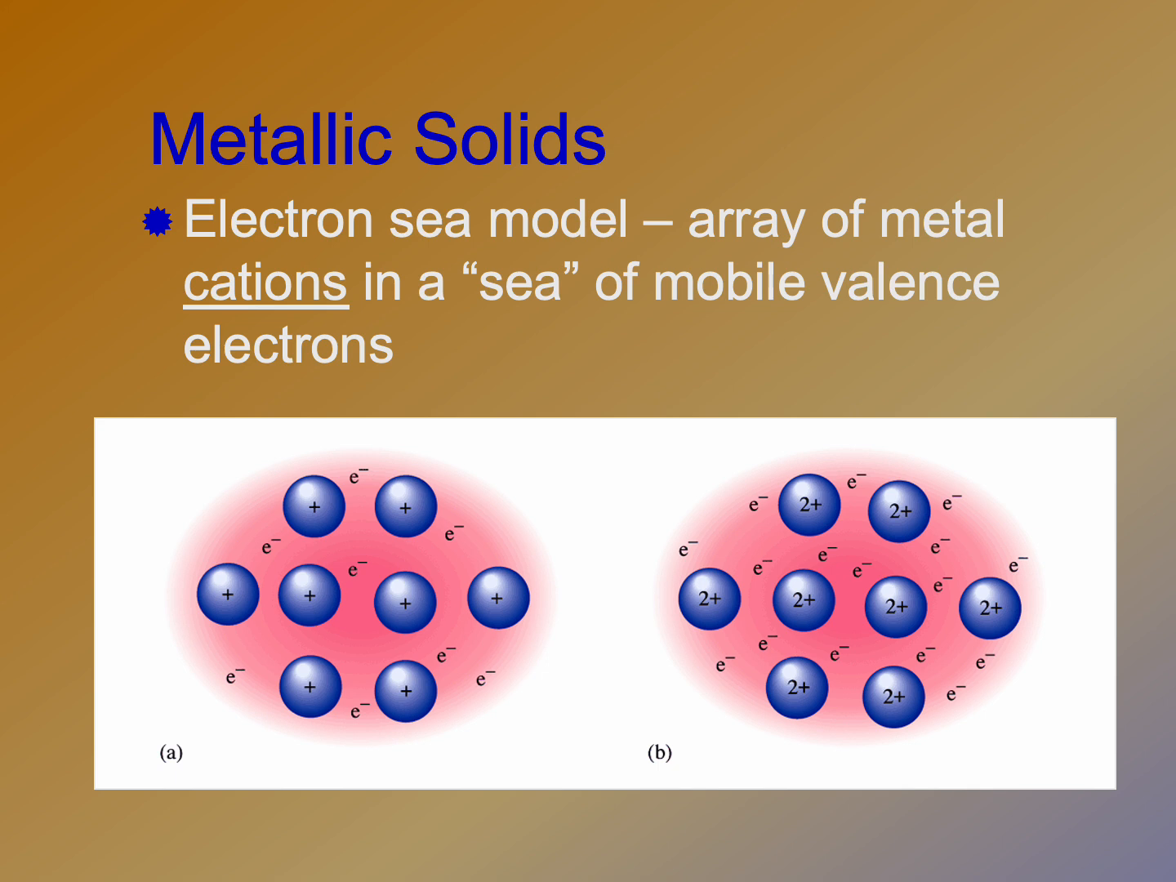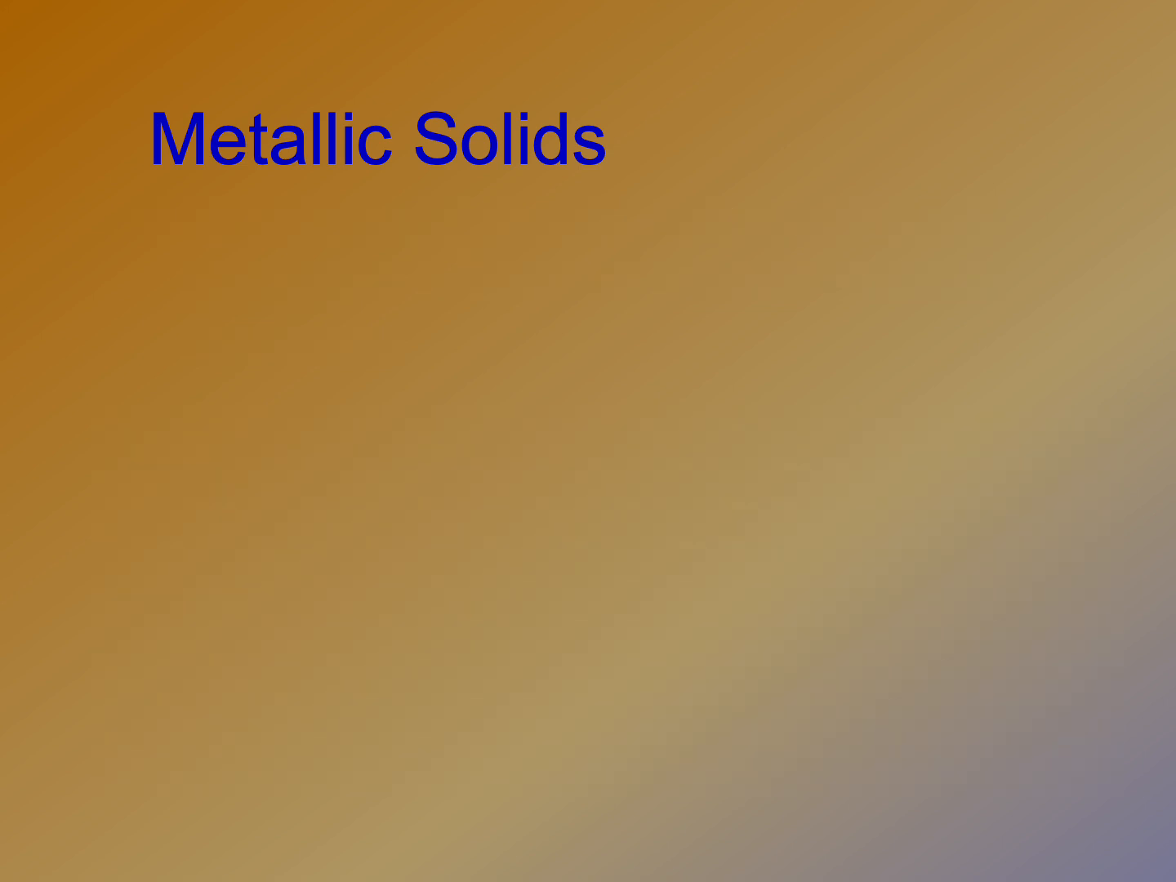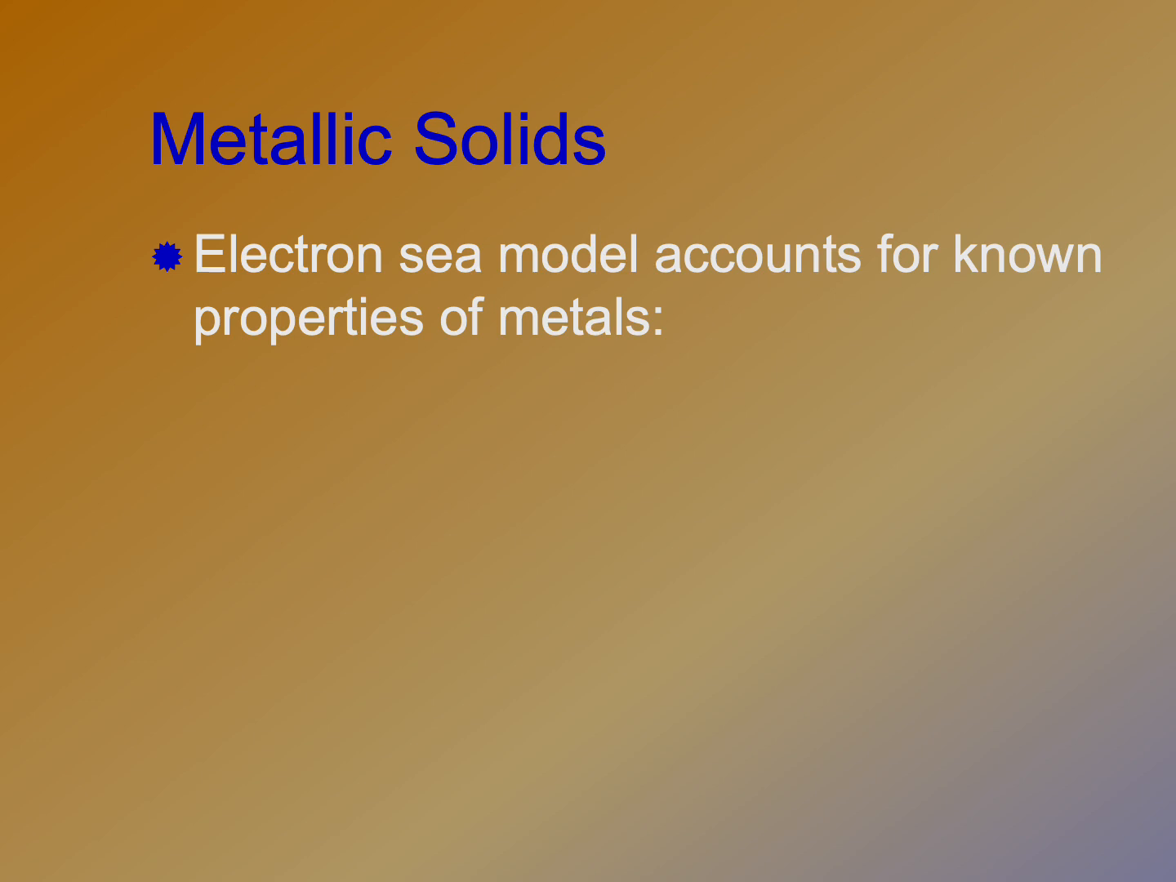So like we said, this is going to be solid metal. Like if you had a sheet of aluminum foil, that is an example of a metallic solid. So these are our electron sea model. So remember we have our cations with that sea of mobile valence electrons. So the valence electrons are able to move around rather easily. So the electron sea model accounts for the different properties of metals.